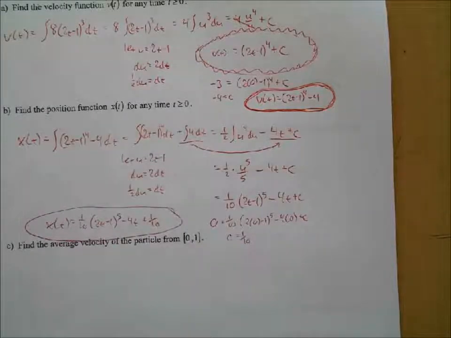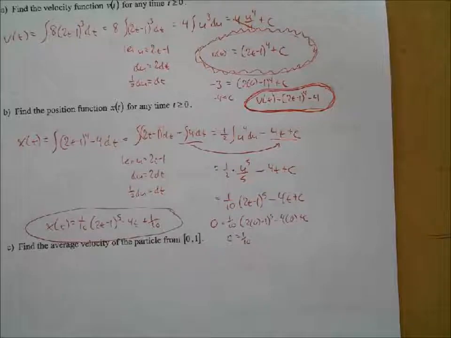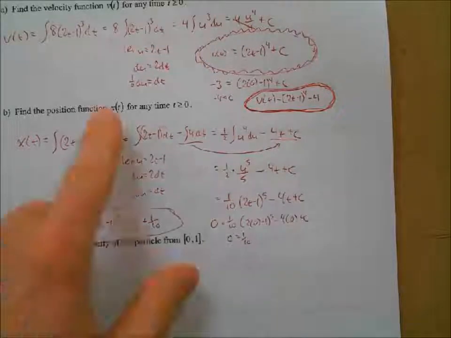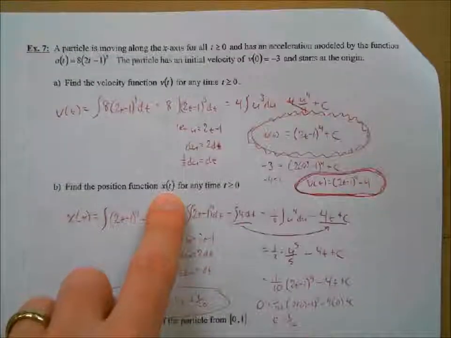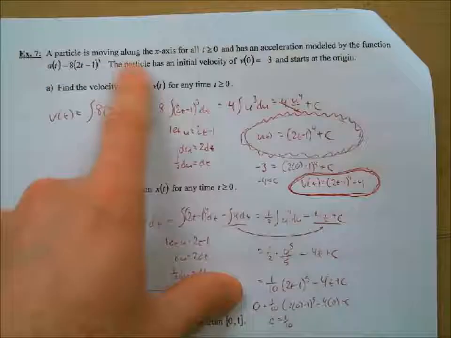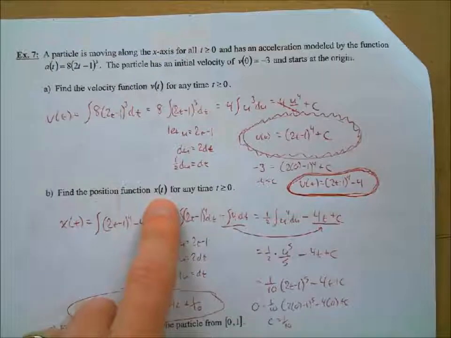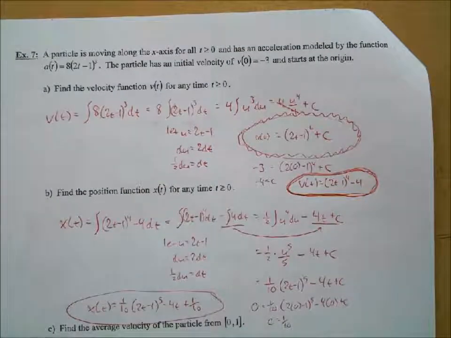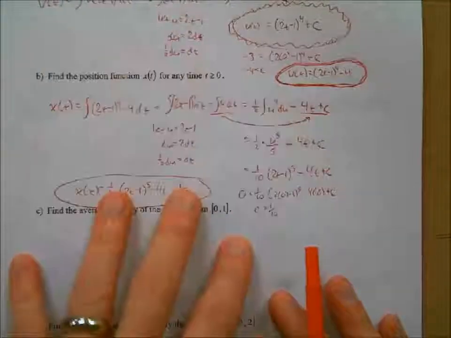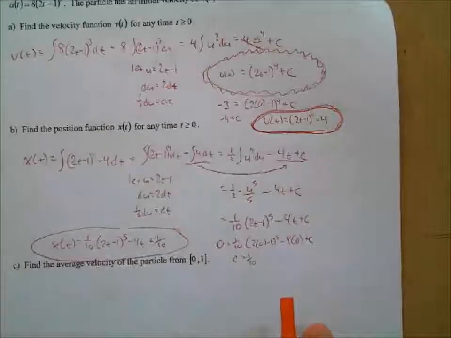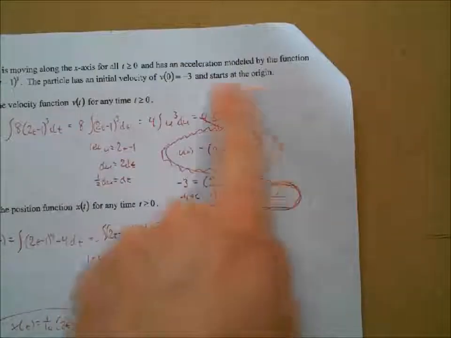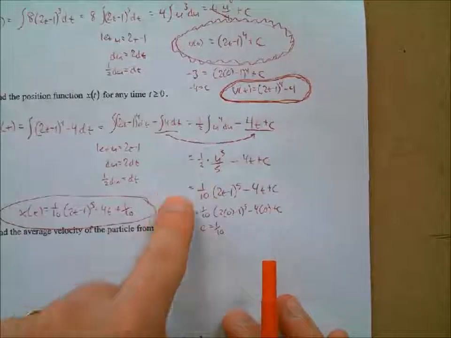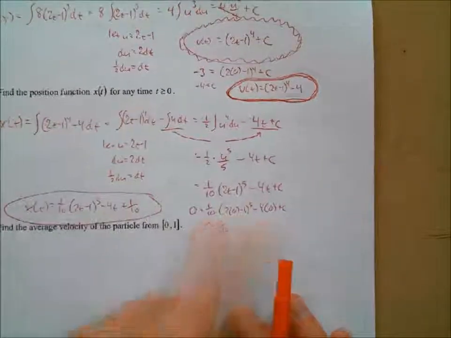Then letter B, we were asked to find the position function, x of t. And the reason they're using the x designation here is because the particle is moving along the x-axis. So that's the traditional reason why you see that x of t. Otherwise, sometimes you'll see s of t for position. Anyway, we do the same exact thing we did for letter A, except now we're integrating the velocity to get the position. We get a c, and again, use the initial position of 0 at time 0. So set the position equal to 0 at time 0, and we get c equals 1/10.